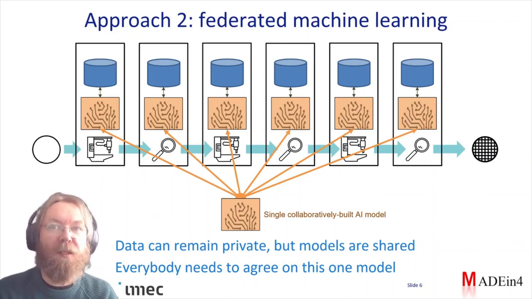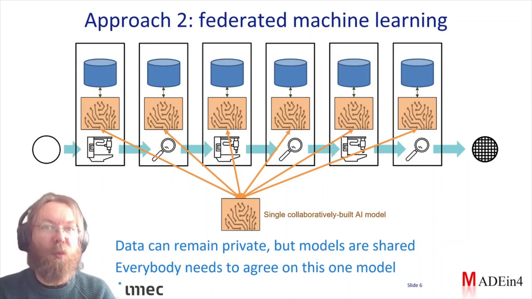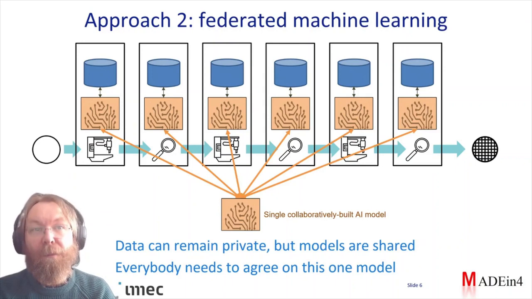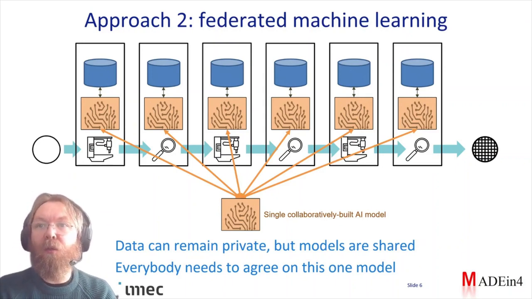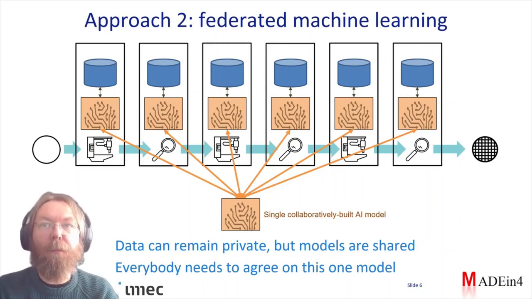And in the case of, for example, voice assistants like Siri, that turns out to work pretty well. But in this case, it would mean that you might end up with a collaboratively built AI model that does not quite do what you want to do. And as a machine vendor, you need to be willing to share the model that you trained from your data.